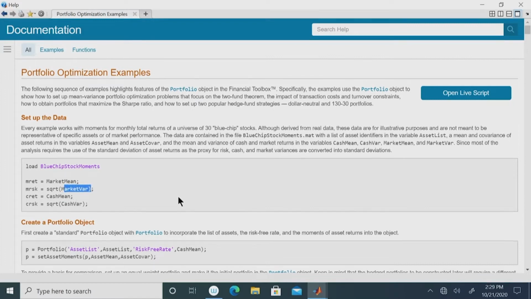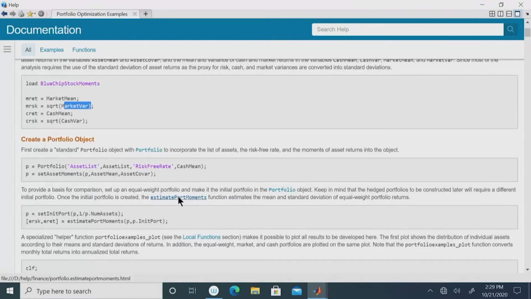The next thing we do is create a portfolio object, and the purpose of creating a portfolio object is to bring into the picture the asset list.